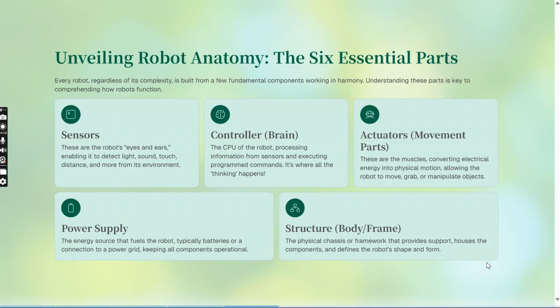Then the power supply. We need energy like we eat food, right? So a power supply is also needed for the robot, and that's how the robot works. And the structure or frame. Structure is the body of the robot. All the organs make an organ system, and that is a body for us. For a robot, the structure is its organ system.